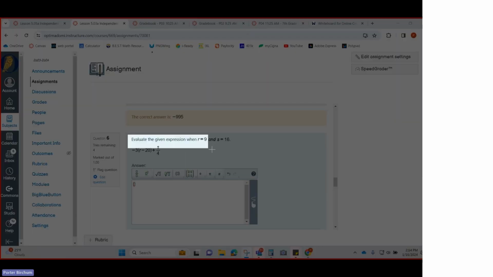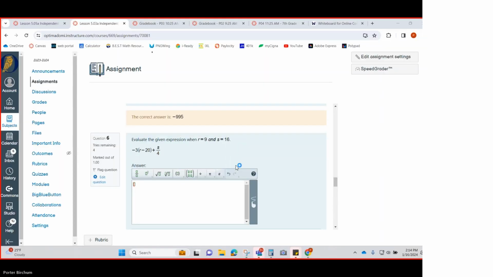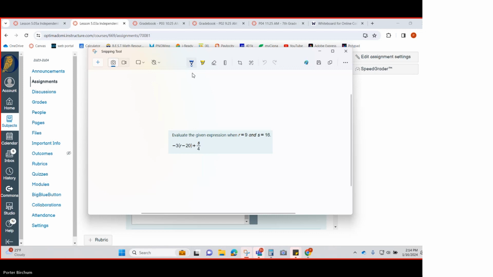Question 6. First step for question 6 is I'm going to write the expression exactly how I see it. Letter for letter, number for number. Okay.